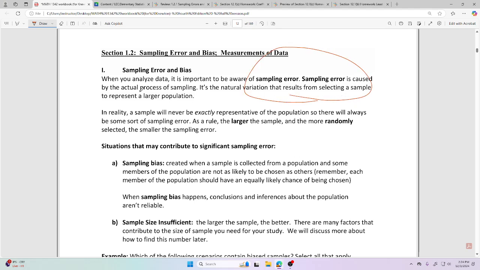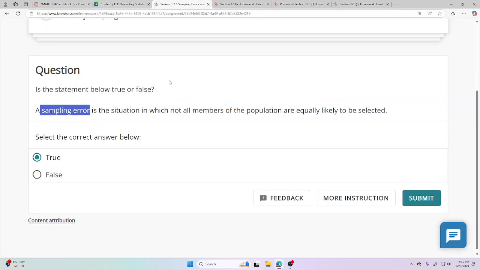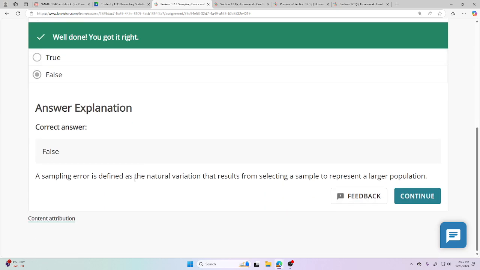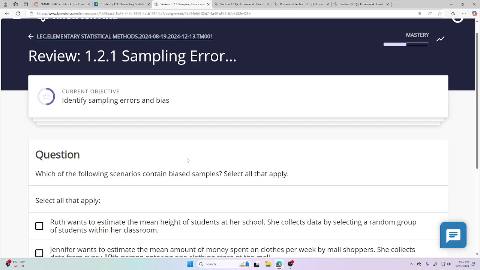Right? So it's the natural variation. Natural variation, you get me? Let's go back. Reviewing. Is this the natural variation? Does it say that? No, it doesn't say natural variation. False, because it's the natural variation. Cool? Write it down. Yeah, you can hear me. Okay, good. Yeah, write it down. That's good.